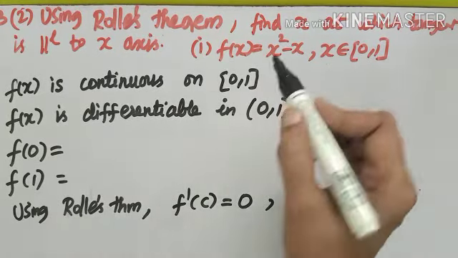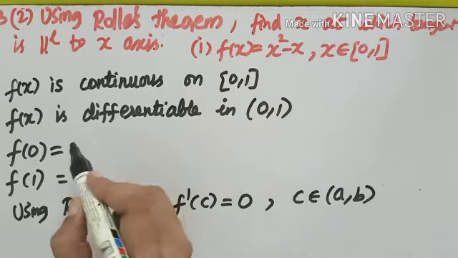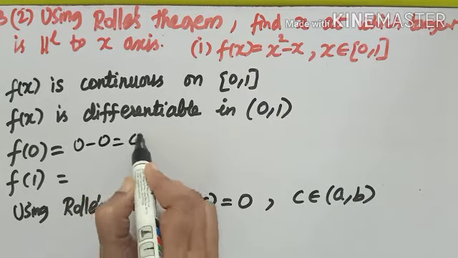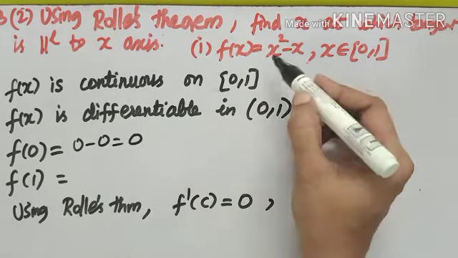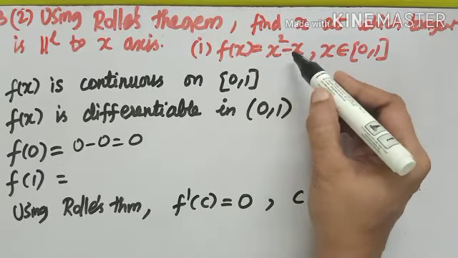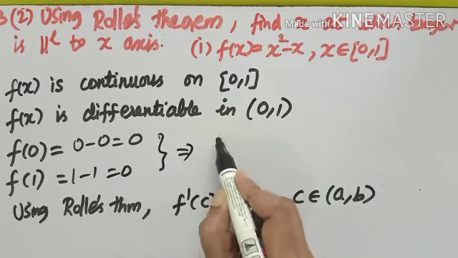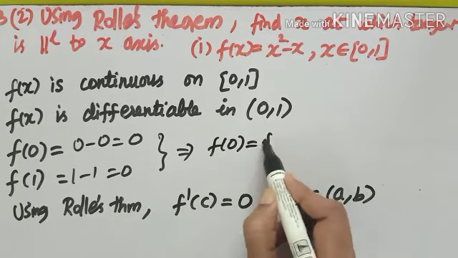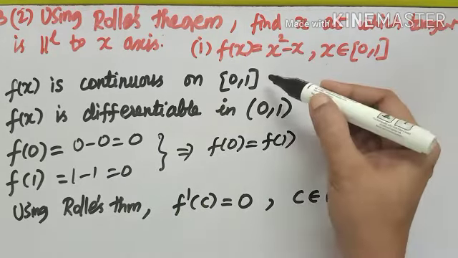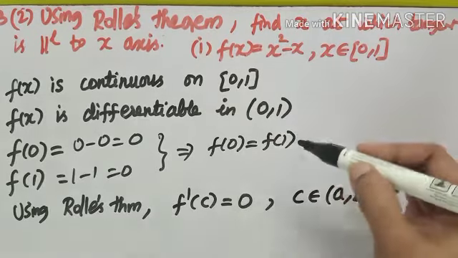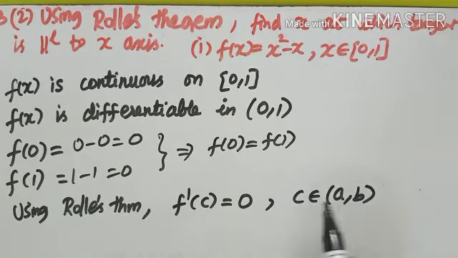Find out f of 0. Wherever x is coming, put 0. 0 minus 0 is 0. Wherever x is coming, put 1. 1 square minus 1. That is also 0. Implies f of 0 equals f of 1. All the conditions for Rolle's theorem to be applicable are satisfied.